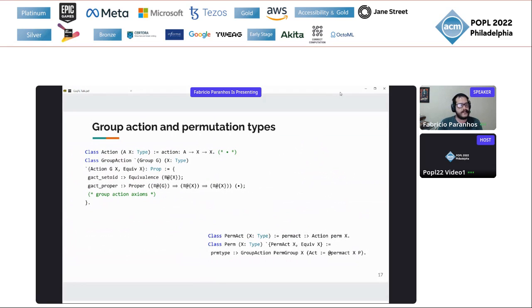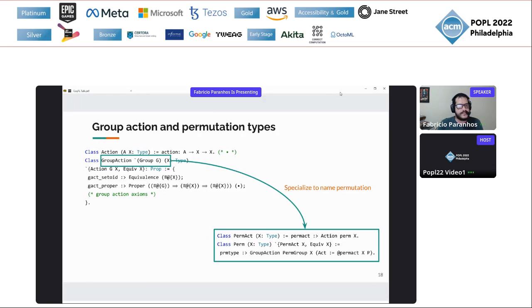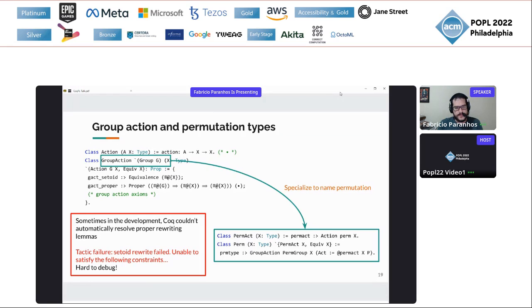Now we define our group action class. We basically follow the same approach used in the previous class. Here, the difference is that we explicitly parameterize our group action by a certain group, which we later specialize to our name permutation. But unfortunately, sometimes with this representation, Coq couldn't automatically resolve the rewrite lemmas, with a bunch of tactic failures, such as setoid rewrite failed, where we can't satisfy the following constraint, which was really hard to debug. But we could manage to do the rewrite manually. So we don't know exactly what is going wrong with this representation.